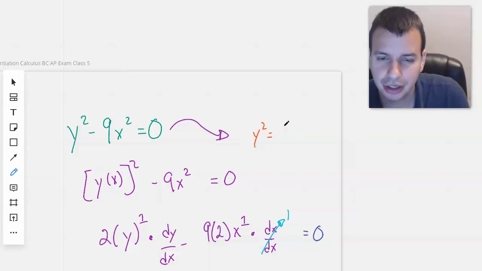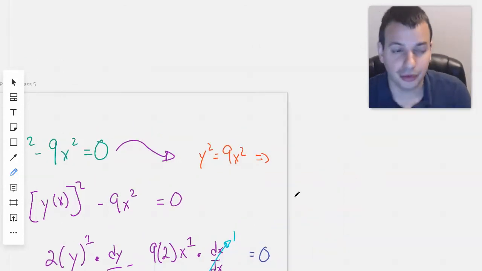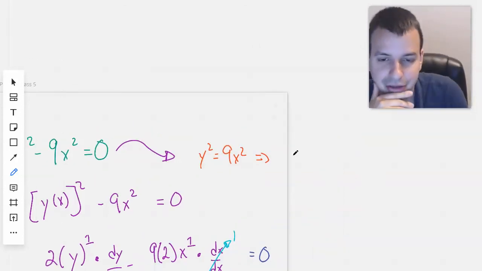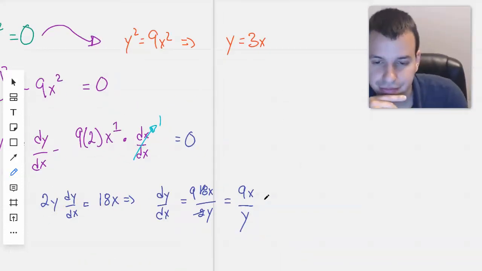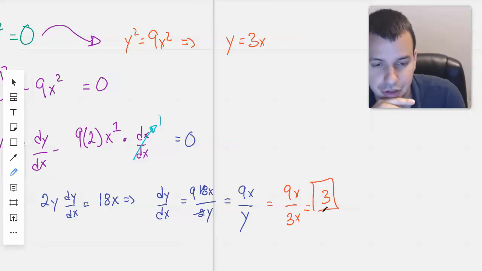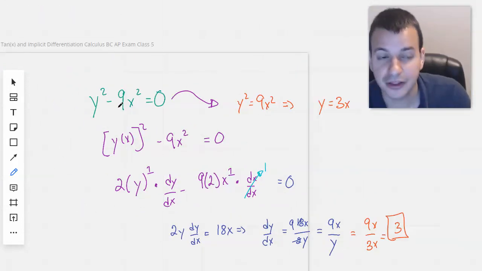So we have y squared equals 9x squared. And therefore, we can take the square root of both sides. Without worrying about the negatives, we'll say absolute values here. So we have y equals 3x. And so we come back down here, and we get 9x divided by 3x, which then just gives us 3. So dy/dx, the derivative of y with respect to x, of this equation is 3.